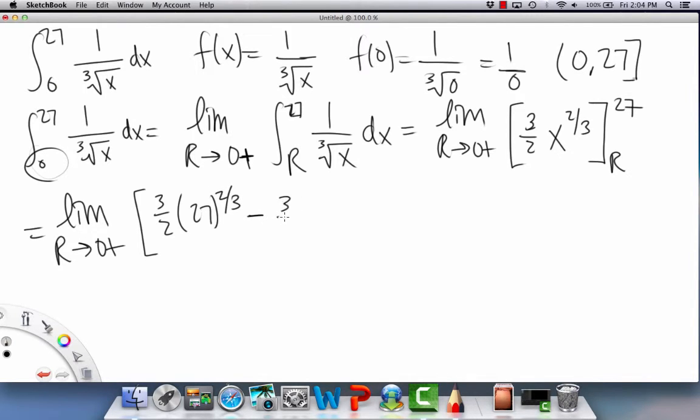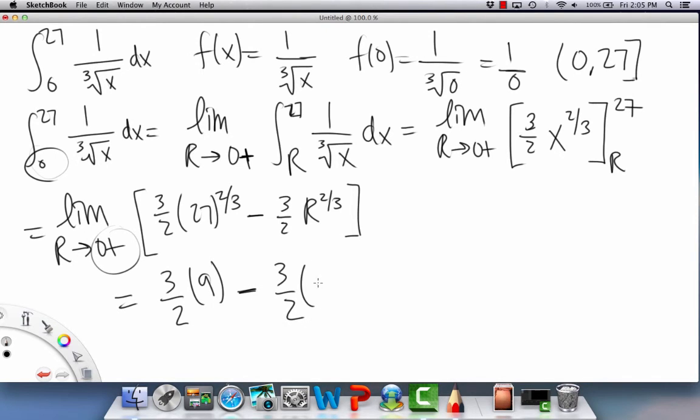And then this is minus 3 over 2, and then r to the 2/3. Okay? And then now we can plug in our 0 for r. So we get 3 over 2, and then this 27 to the 2/3. The third root of 27 is 3, and then that squared is a 9. And then we do minus 3 over 2, and we're plugging in 0 for r now, because we can do that. It's not on the bottom anymore, so this is fine. And this term actually just becomes 0 itself, so then we get 27 over 2 as our answer.